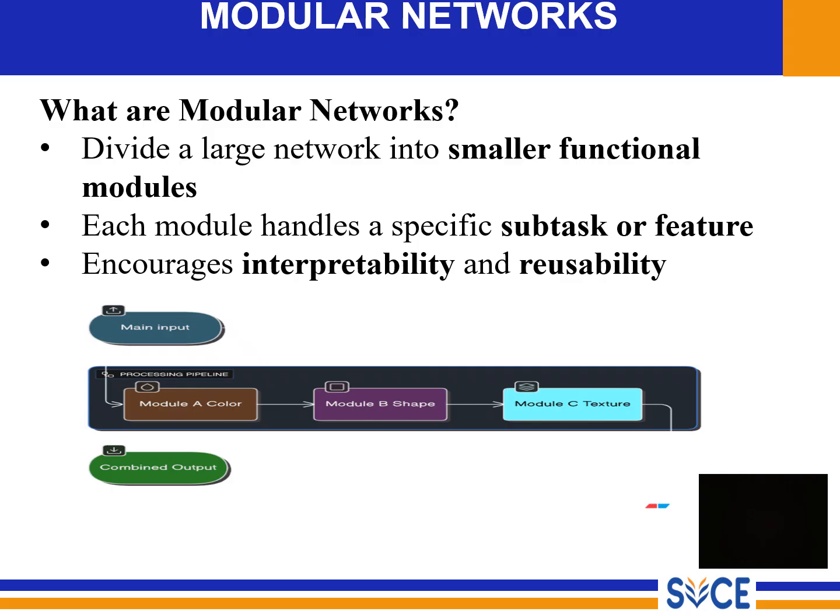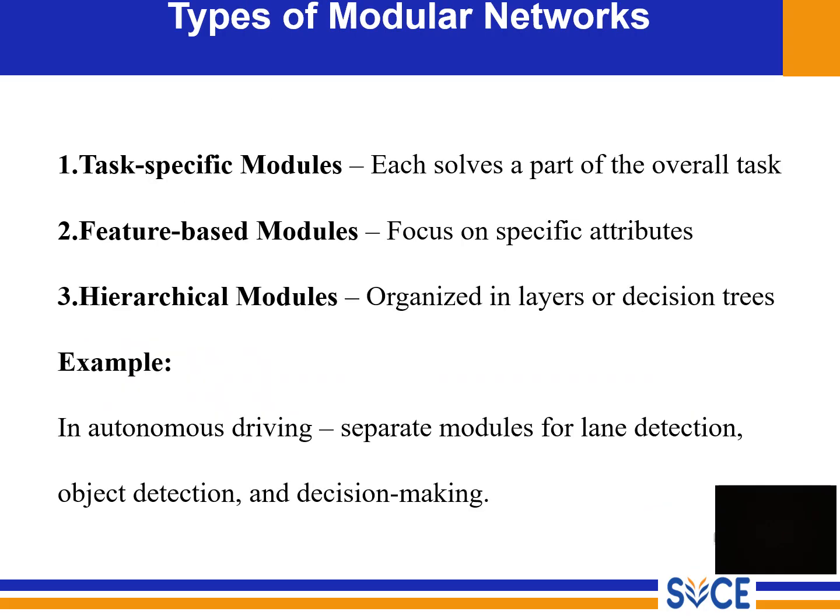The next slide. There are three main types of modular networks, and they are easy to remember. The first one is task-specific modules, the second is feature-based modules, the third is hierarchical modules. Let's see one by one. The first one is task-specific modules. Each module solves a part of the task. For example, in image recognition, one module might detect shape, another identify color, and another match the patterns.